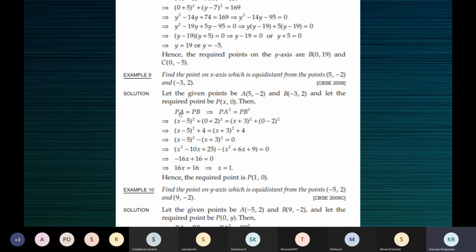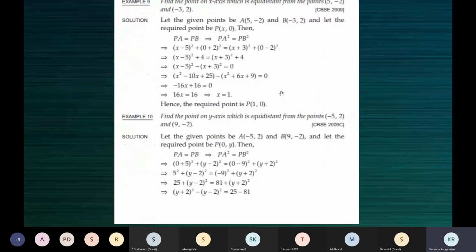That means PA is equal to PB. Is given, which is equidistant. So PA is equal to PB. That means PA square is equal to PB square. Distance formula, algebraic work. You get the value for x. X is 1, which means the point is 1 comma 0.